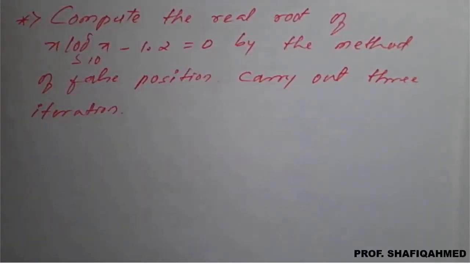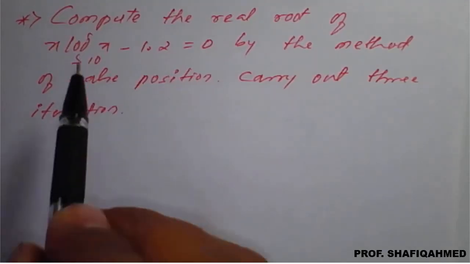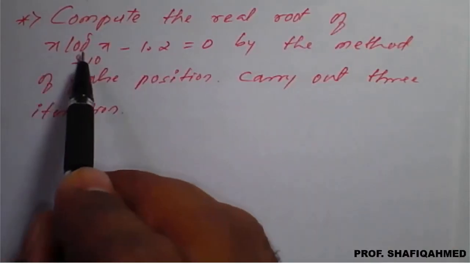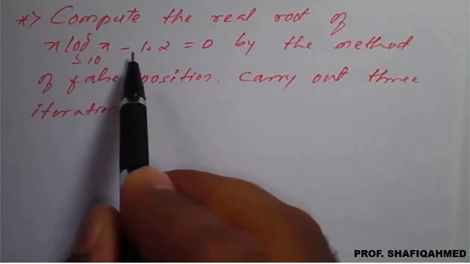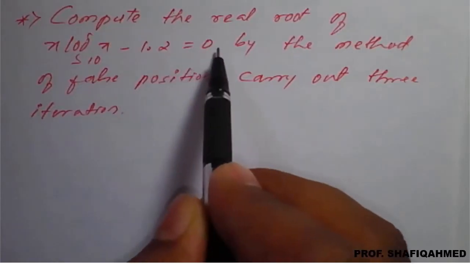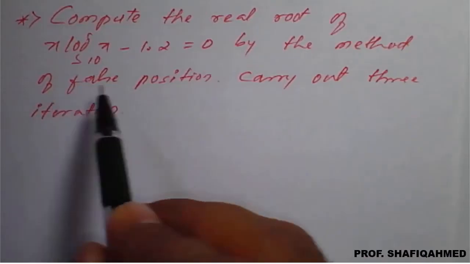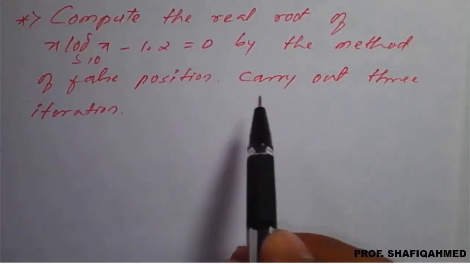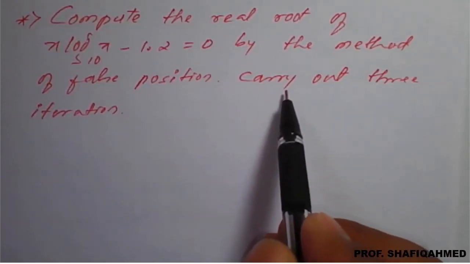Hello students, in today's lecture we will see a problem based on the regula falsi method under numerical methods. The problem is: compute the real root of x log x to the base 10 minus 1.2 equal to 0 by the method of false position. Carry out 3 iterations. Here you have to read the instruction carefully.